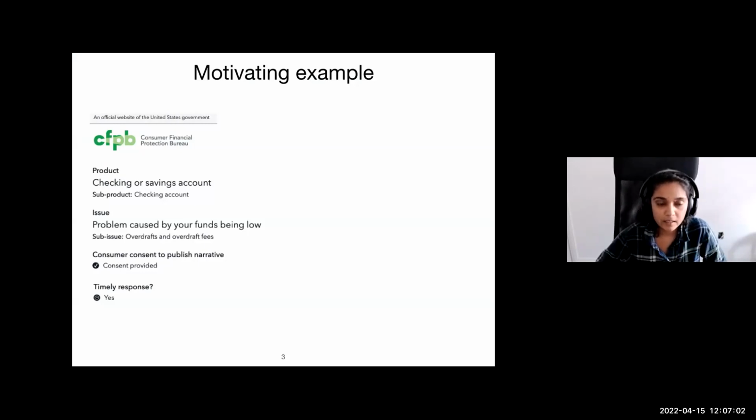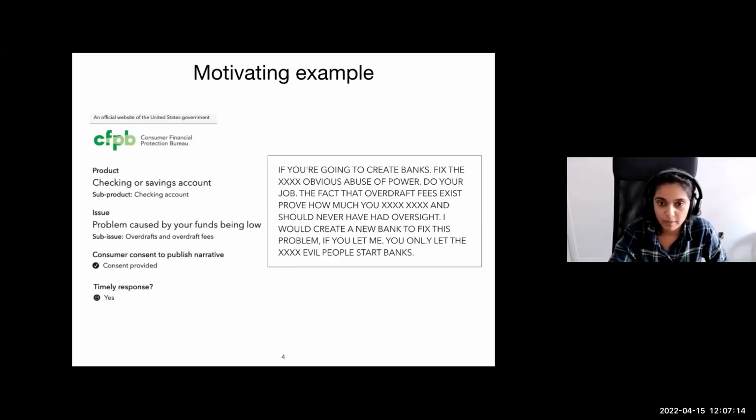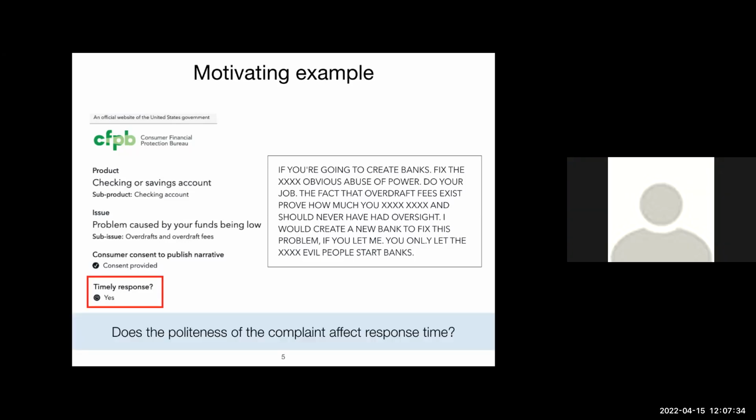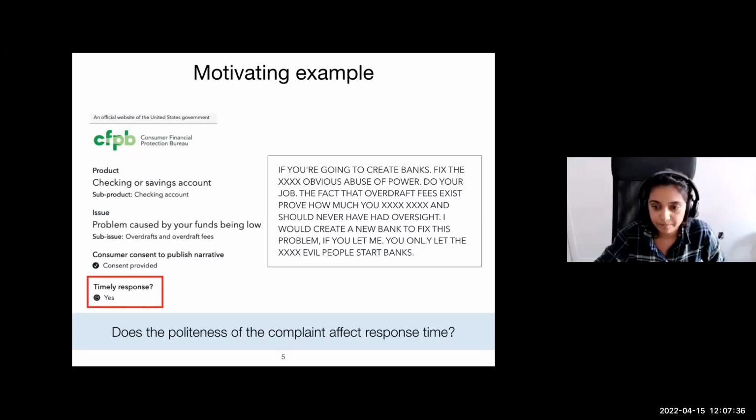So the Bureau collects a lot of complaints on various financial products. This includes lots of things, but a common one is banks, like checking or savings accounts. And so people write complaints. About a year ago, I grabbed this example literally off of the CFPB website. So these are real examples of the kinds of complaints people write. You can see that this is a fairly irate complaint. And the Bureau also records this variable called timely response.